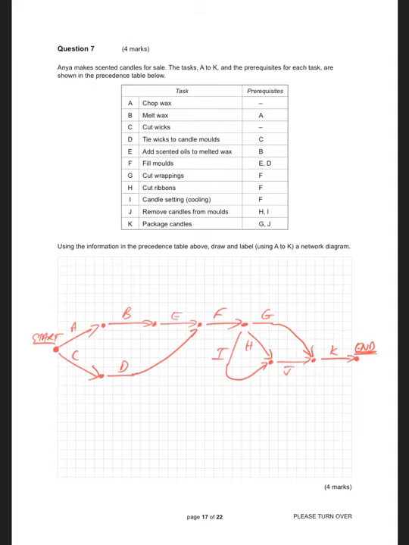J requires H and I. I requires F. H requires F. G requires F. F requires E and D. E requires B. D requires C. C requires nothing. B requires A. A requires nothing. There's the network diagram done.